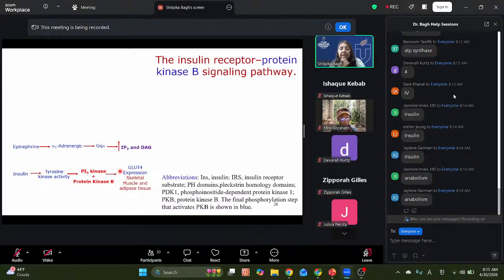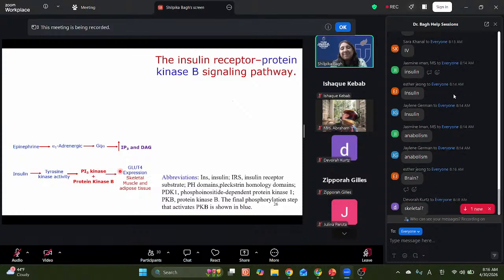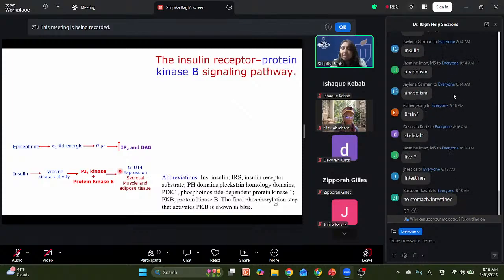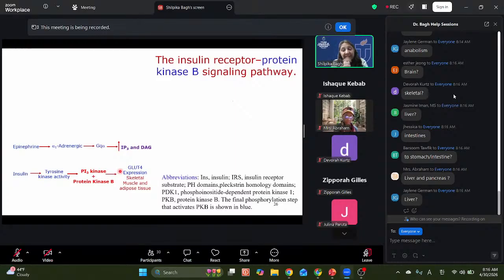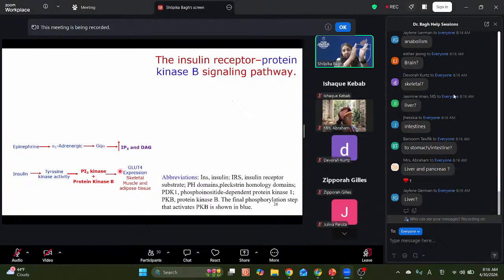GLUT2, anyone? Not brain. Brain is 1 and 3. Not skeletal muscle and adipose. You will tell me all of them. Huh? That's not how you do a test, right? You got to be very specific. GLUT2 is liver and pancreas. Absolutely wonderful. That is why it's very important after a well-fed state, because when you move sugar from lumen to cell to circulation, you pick them up.